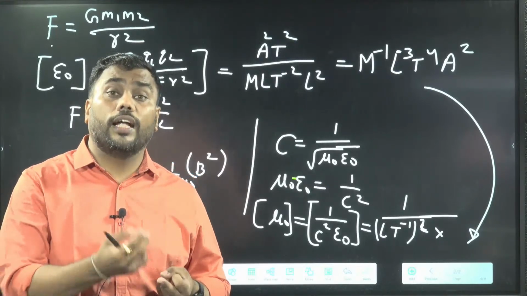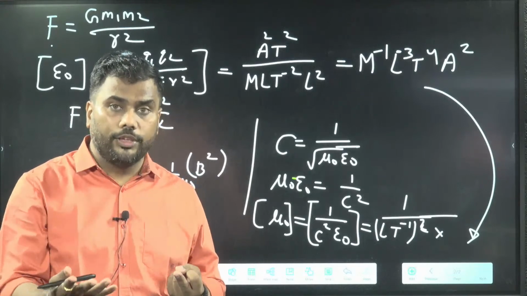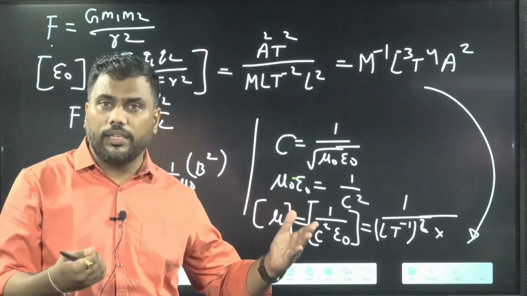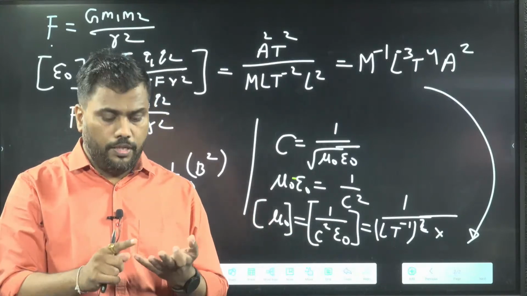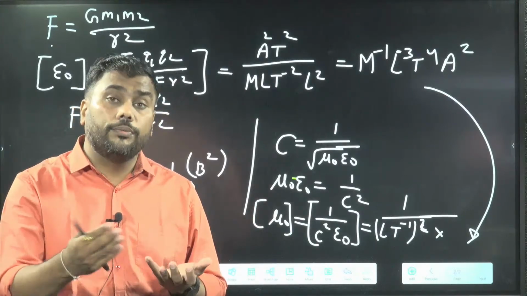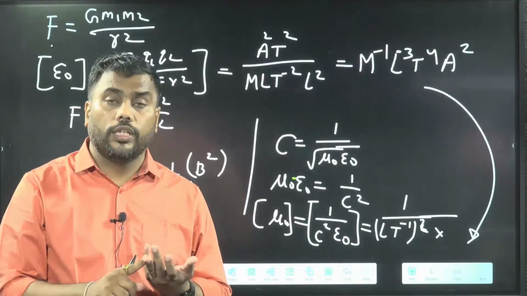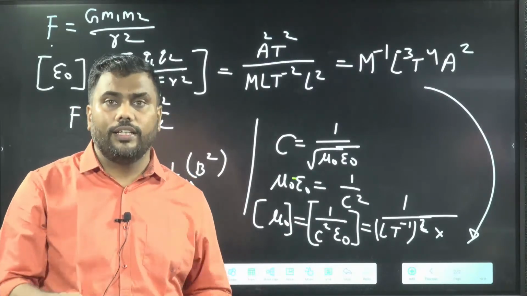I can check the correctness of an equation if I know dimensions. An equation will be correct only if it is dimensionally correct. So we can check the correctness of an equation. Then we can find out the relationship among different physical quantities. Okay, so this kind of thing we will cover in the next class.